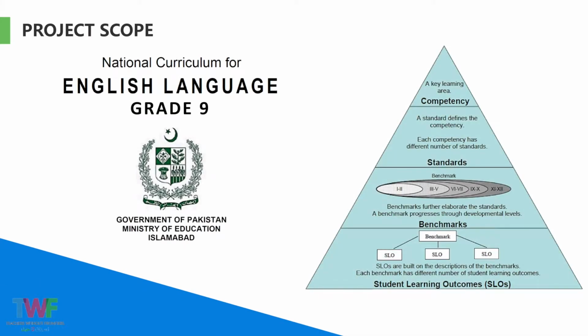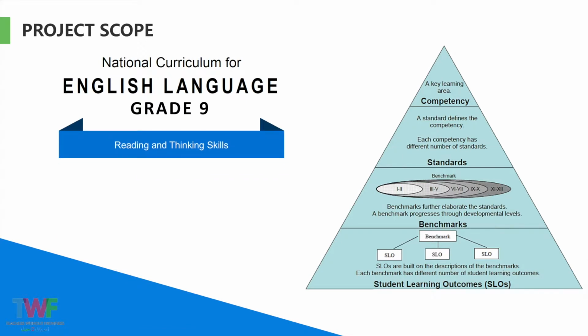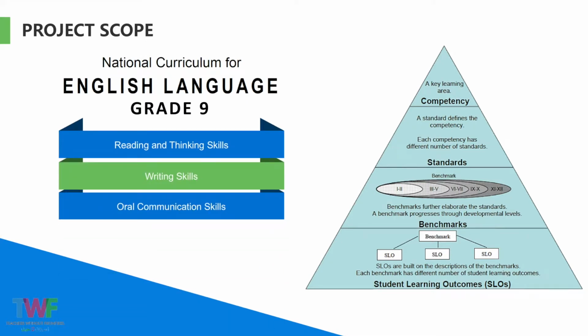Our team was tasked by Teachers Without Frontiers to identify information technology-based resources that would facilitate in achieving Grade 9 English student learning outcomes, established by the Ministry of Education of Pakistan. There are four competencies that make up key learning areas: reading and thinking skills, writing skills, oral communication skills, and finally, formal and lexical aspects of the English language.